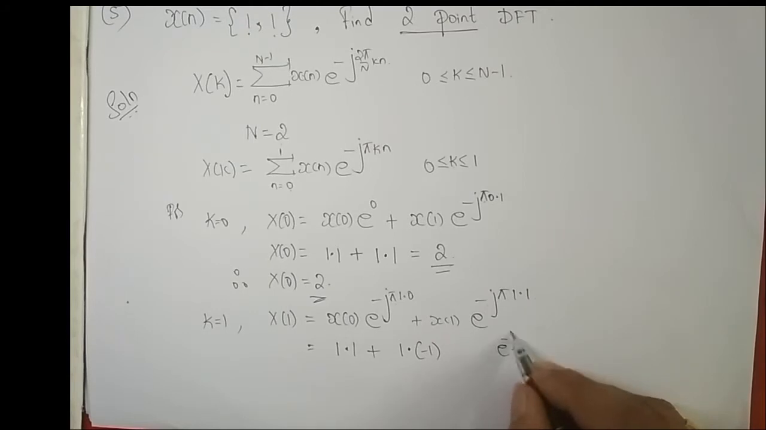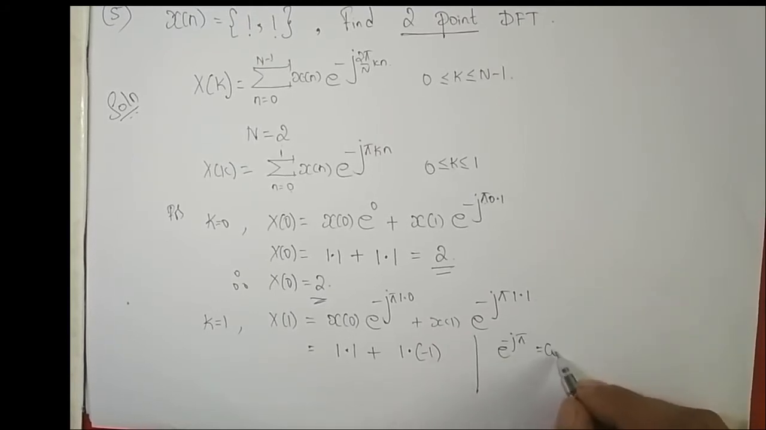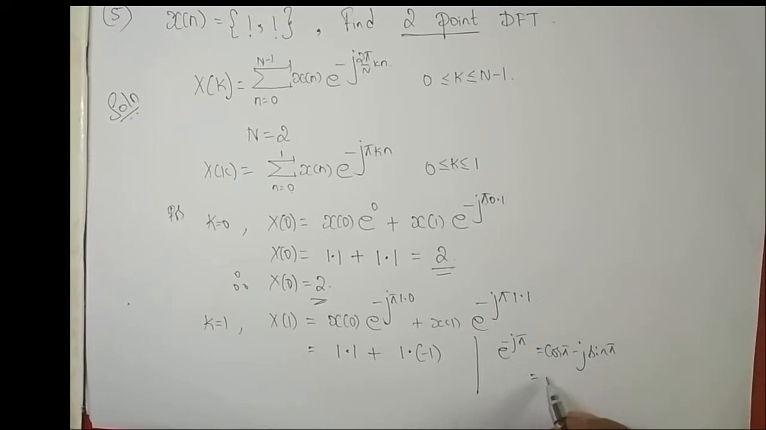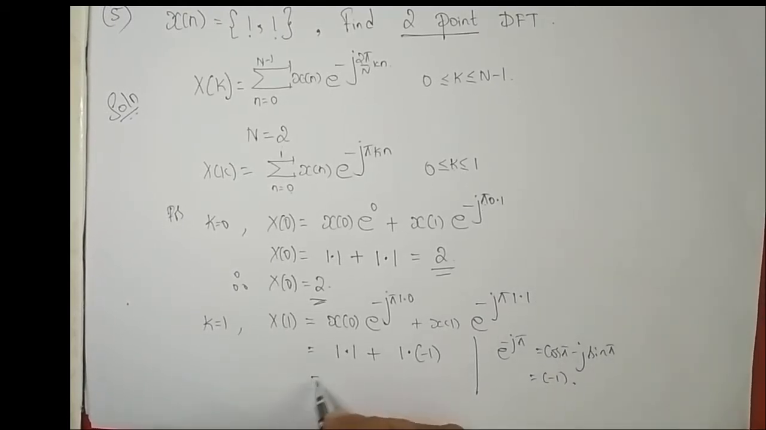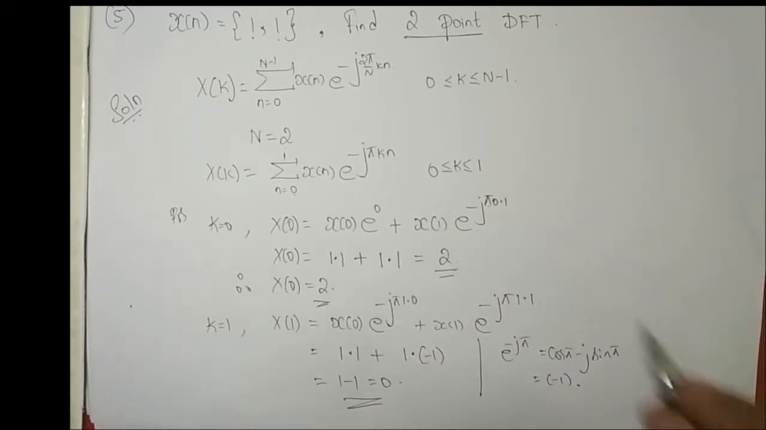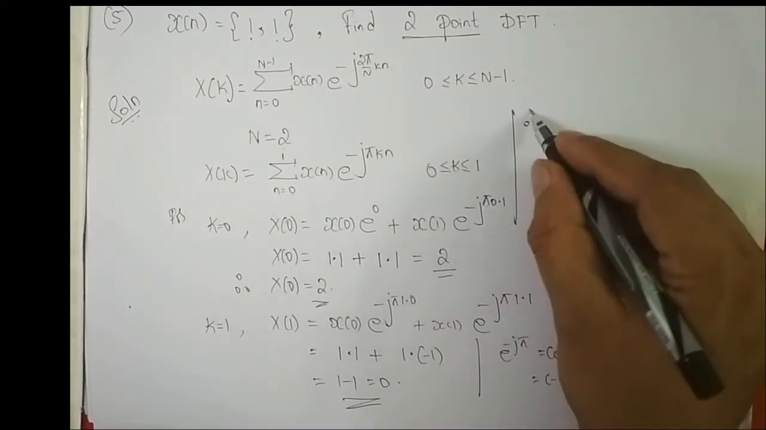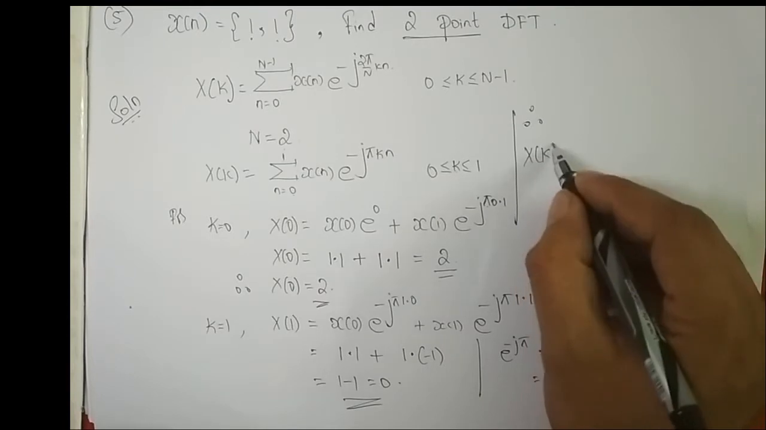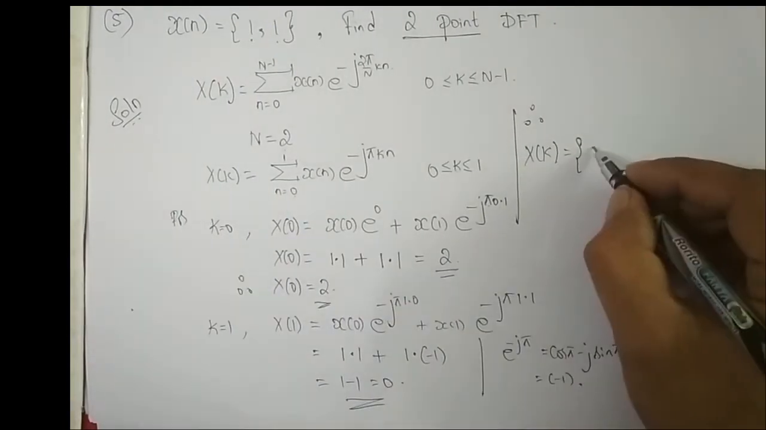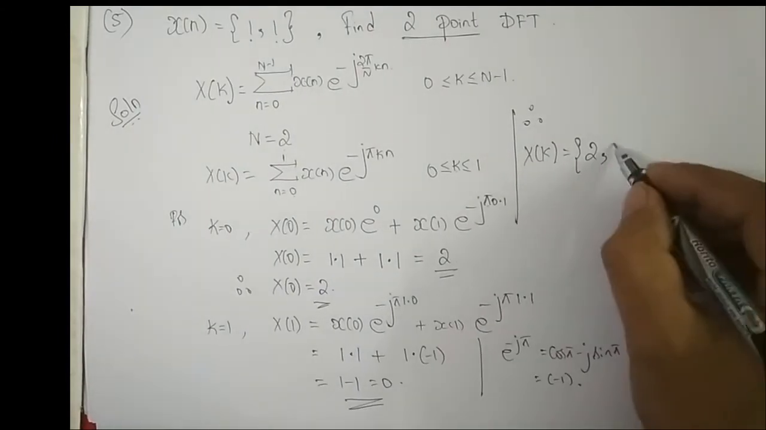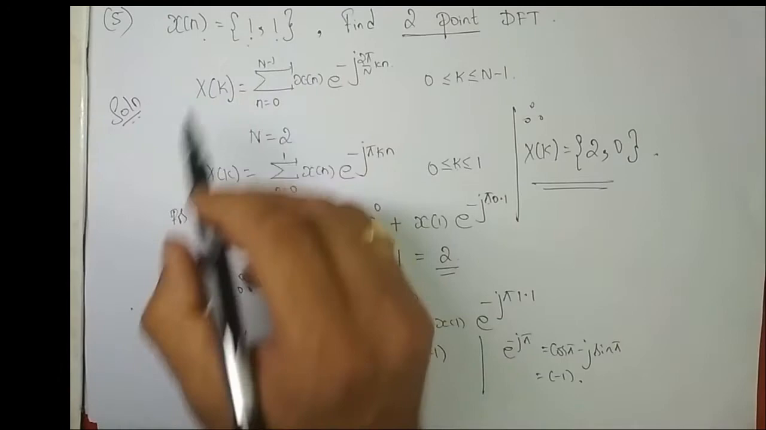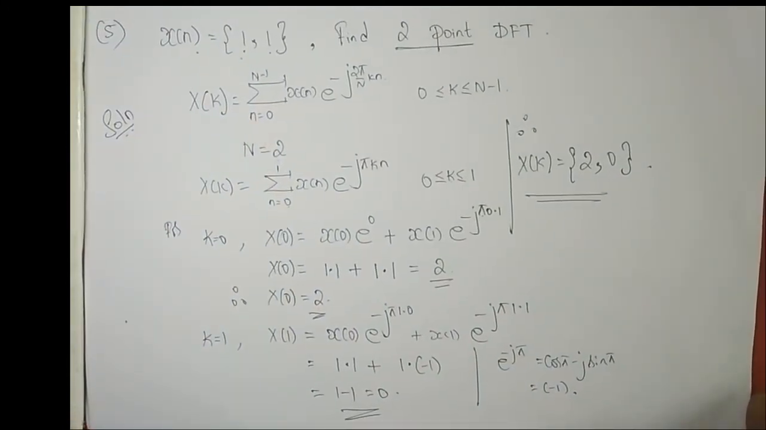So e power minus j pi is cos pi minus j sin pi, which is equal to minus 1. This is equal to 1 minus 1, which is equal to 0. Okay. Therefore, let me write it here. X of k is equal to X of 0 is 2 and X of 1 is 0. So this is the 2-point DFT of the sequence x of n equal to 1, 1.